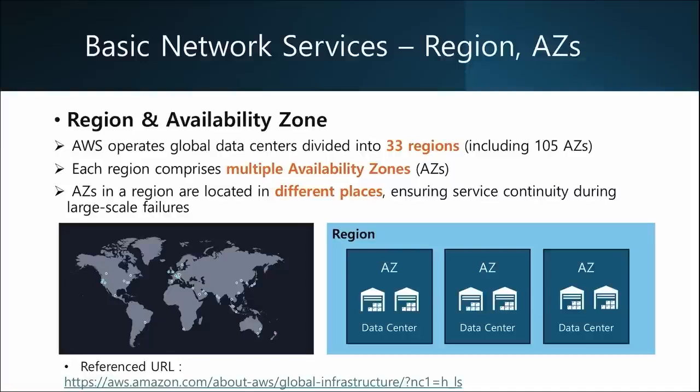Within the region, AZs have high-speed networking, and data is transmitted in an encrypted form. So, if a specific AZ in a region fails, services can be provided from other AZs, enabling seamless services. An AZ has one or more data centers. However, from the perspective of AWS service users, since data centers are not visible, you can just focus on the concepts of region and AZ.